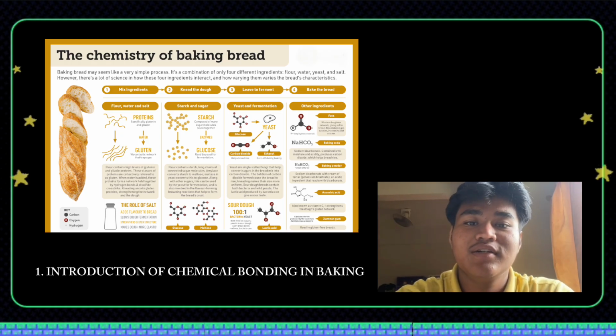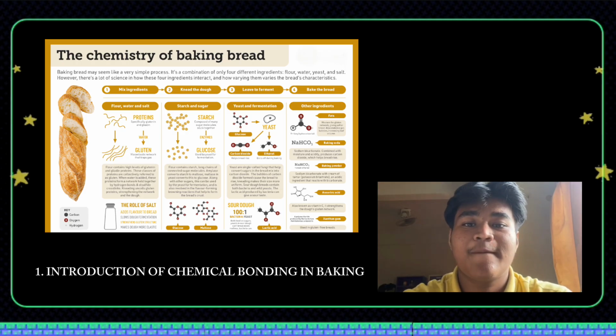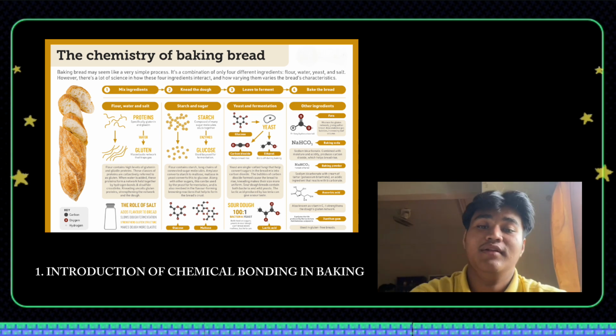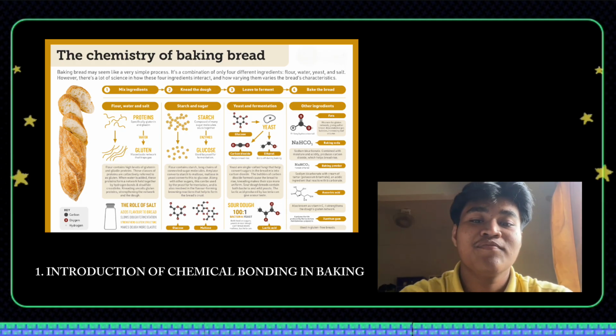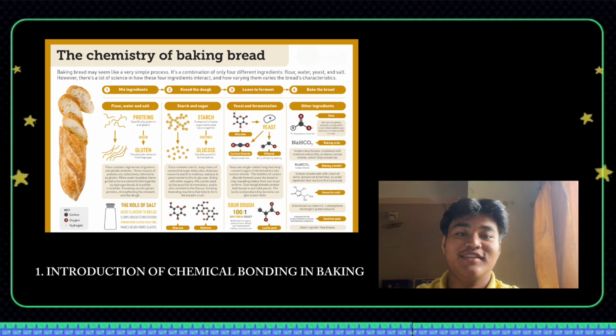For example, dough becomes chewy because of gluten bonds. Bread rises due to carbon dioxide gas from yeast. And last, brown color is due to heat reaction. So, baking is not just cooking, it's an active chemical process. Next, I will hand over to the second presenter to explain the role of yeast and fermentation.